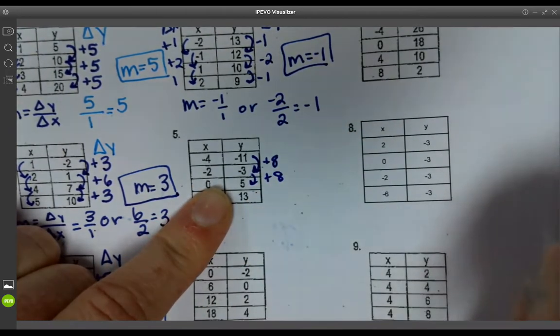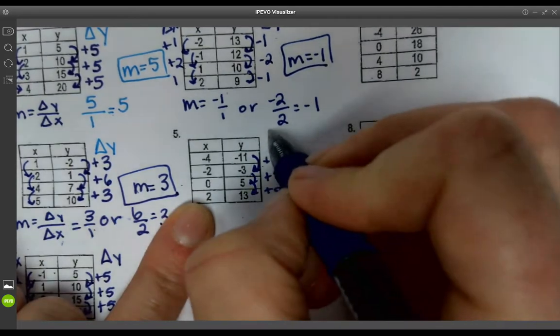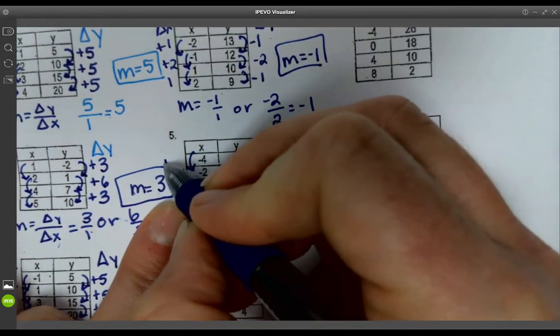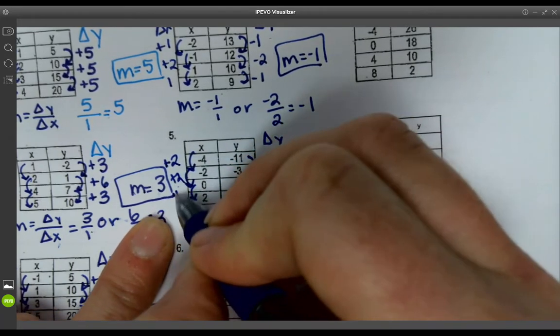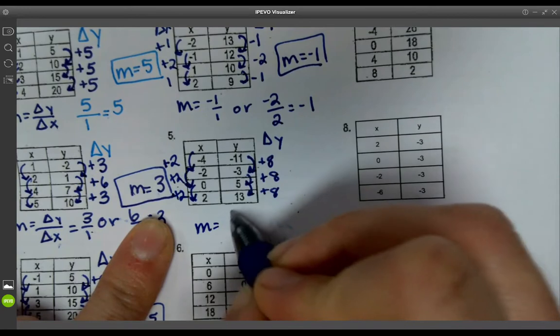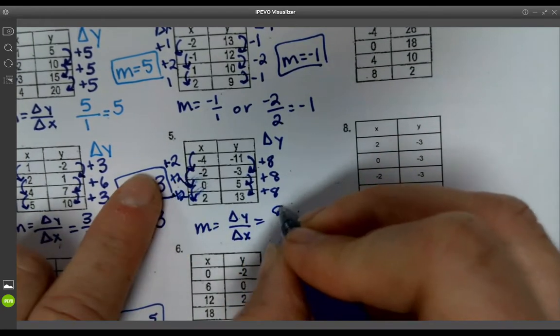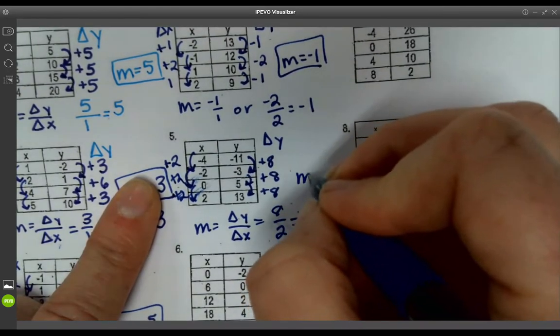And then positives are pretty easy. 5 plus 8 is 13. So that's your change of y. Change of x is plus 2. Change of y over change in x, that'd be 8 over 2, which is 4. So m equals 4.